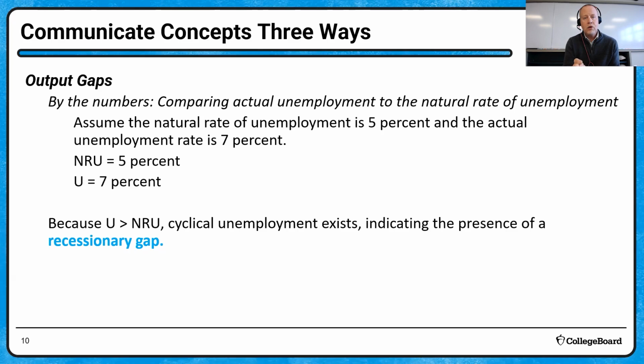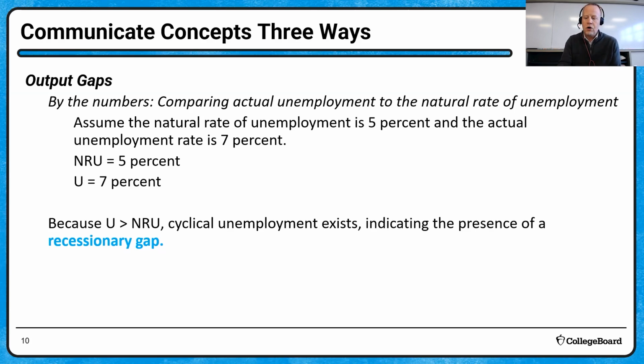We're talking about unemployment, but it's that change or that difference in unemployment that results because of the output gap. So in this case of a recessionary gap, we're going to have some cyclical unemployment. The unemployment rate is going to be higher than the natural rate. Of course, if there was an inflationary gap, it'd be the opposite. We would have an unemployment rate which is less than the natural rate of unemployment.